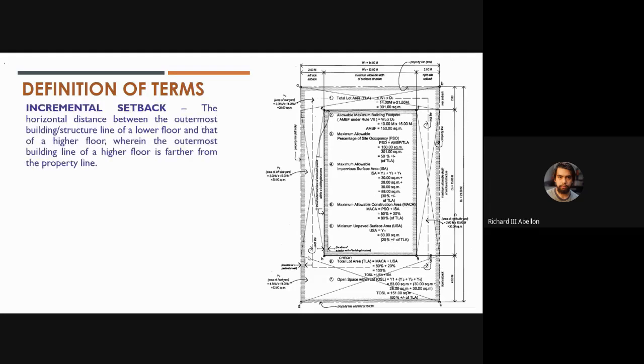Start tayo with the incremental setback. So the horizontal distance between the outermost building line, structure line of a lower floor and that of a higher floor, wherein the outermost building line of a higher floor is farther from the property line. So anong ibig sabihin yan? So pag meron tayong building footprint, for example, this image here, ang setbacks is the spaces from yung dulo ng building footprint hanggang sa lote, hanggang sa property line. Merong space diyan na tinatawag na setbacks.